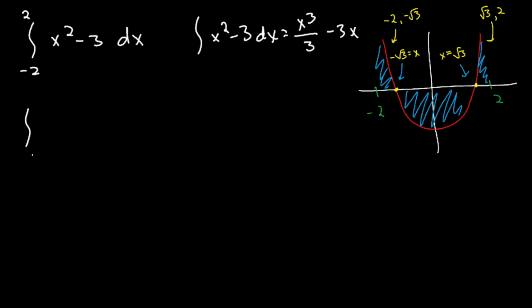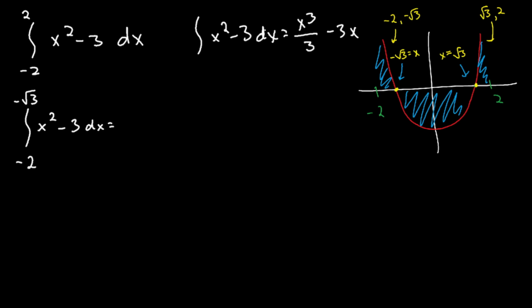And when we set our bounds, -2 and negative square root of 3, we will calculate some positive area. So let's hope for that. So the integral of x squared minus 3 dx is equal to, and we're still going to use the fundamental theorem of calculus in this case, just for this section here. So let's use the fundamental theorem of calculus.